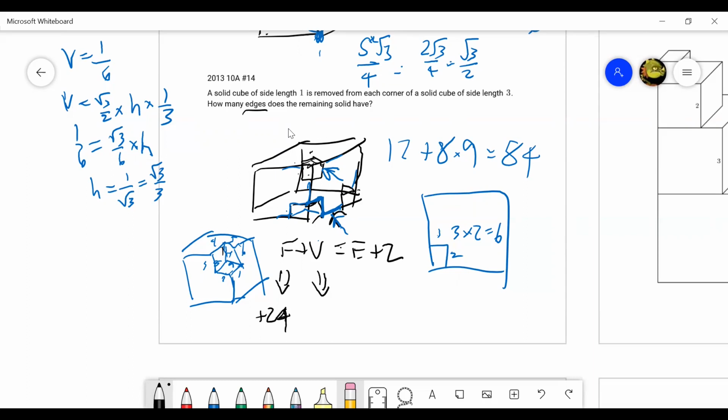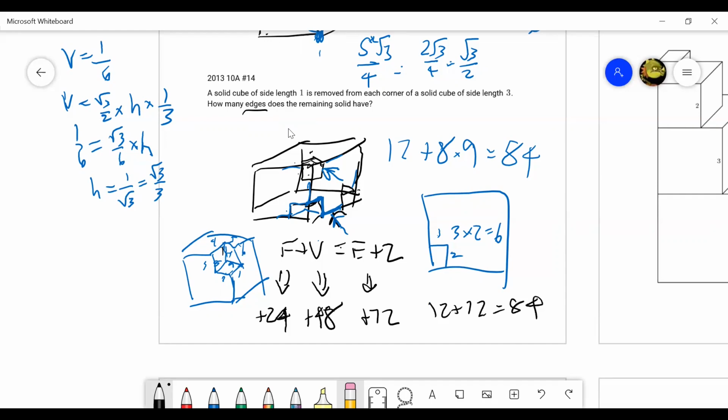So you're losing 2 whenever you add 8, so it ends up as +6 for each unit cube you're taking away. So on one side you have a +72, so that means the other side you also have a +72. And originally there are 12 edges, so 12 plus 72 is 84.